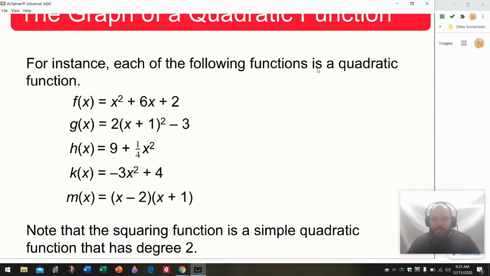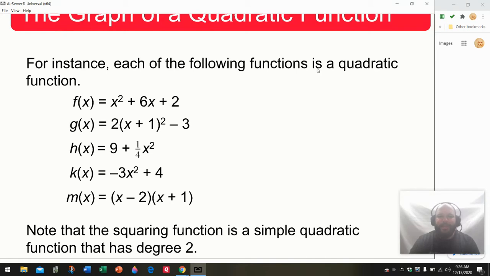And so this just gives you multiple examples of what quadratic functions could look like. The first one that you see here is in standard form. The next one that you see here is what we're going to soon learn is called vertex form. And as a side note, that is what you would get if you complete the square the way that I showed you in the previous sections.